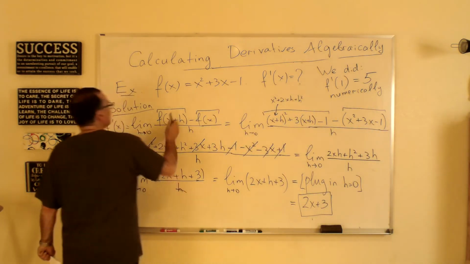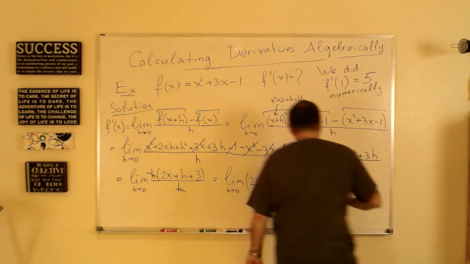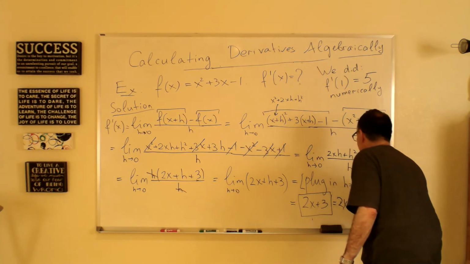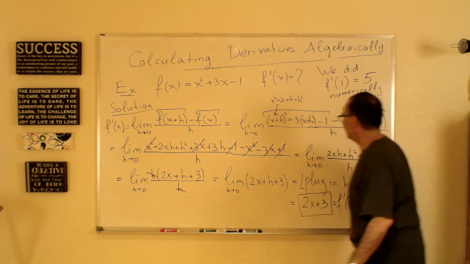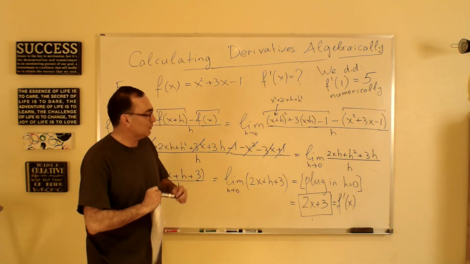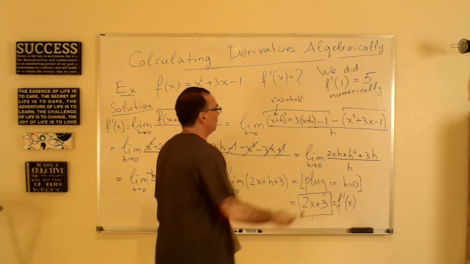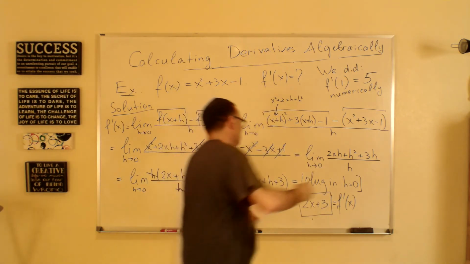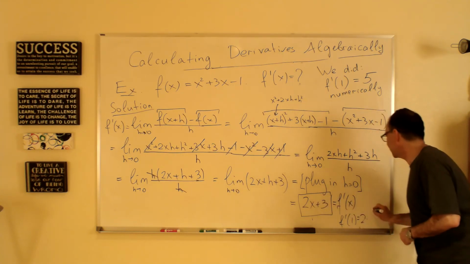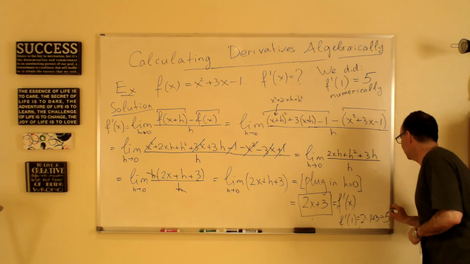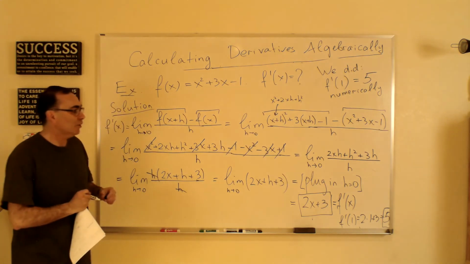So what we got is that for the given function x squared plus 3x minus 1, the derivative equals 2x plus 3. It's the derivative of the function, so it's f prime of x. And now, if we need to find the value of the derivative for any x value, for example for x equals 1, we don't need to do it numerically anymore. All we need to do is plug in 1 for x. So we will get f prime of 1 equals 2 times 1 plus 3, which happens to be 5. And this is the algebraic way of calculating the same derivative that we previously calculated numerically. Of course, we got the same answer.